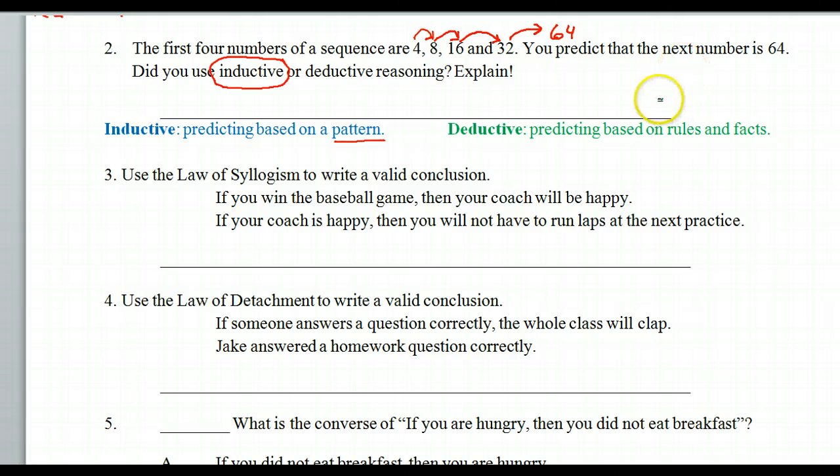On the other hand, if you say, look, 2x plus 3 is equal to 11.